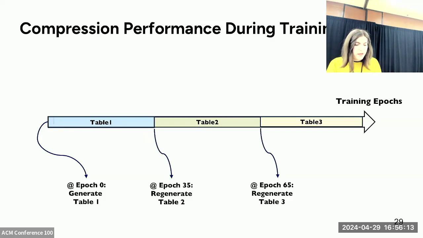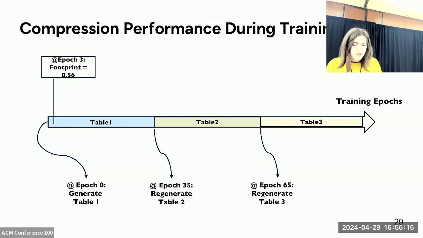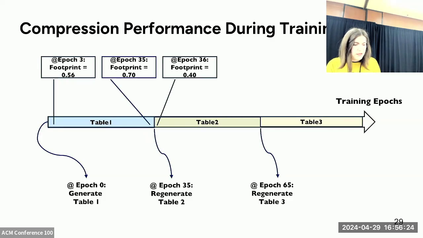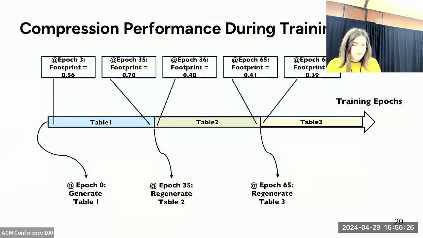The measurement at epoch 3 shows a relative footprint of 56%. At epoch 35 it shows a relative footprint of 70%. And as the training continues, we have a relative footprint of around 40%.